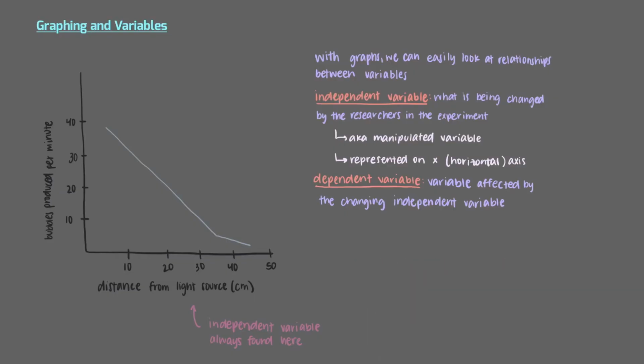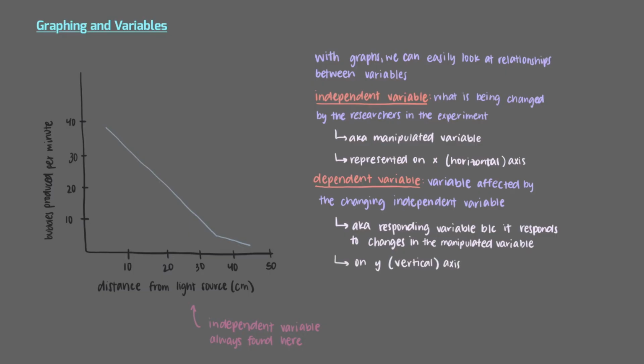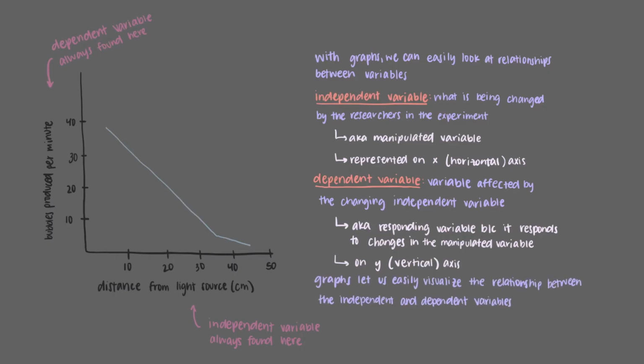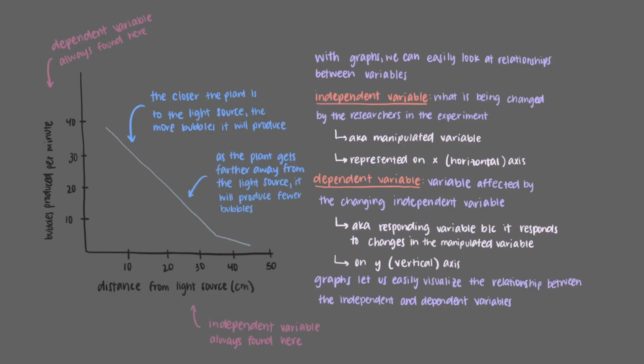Some people call the dependent variable the responding variable because it responds to changes in the manipulated variable. It is on the y-axis or the vertical axis of the graph, and this is where the dependent variable always is. This graph, and all graphs, let us easily visualize the relationship between the independent and dependent variables. In this graph, you can see that the closer the plant is to the light source, the more bubbles it will produce. As the plant gets farther away from the light source, it will produce fewer bubbles.